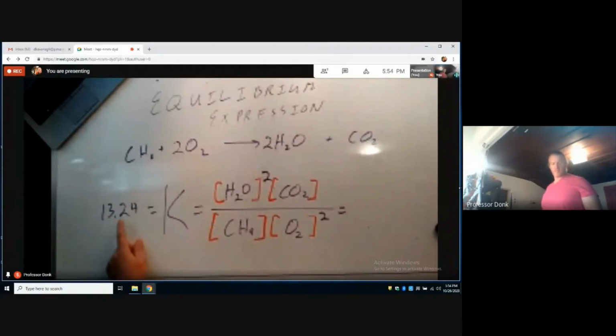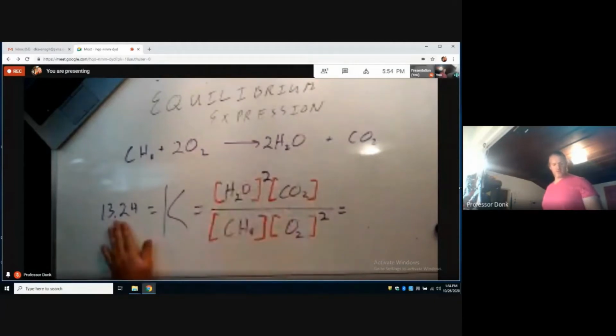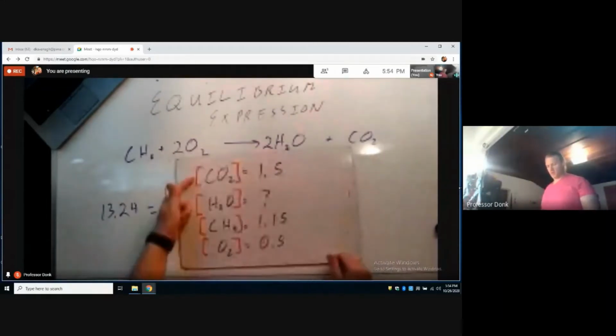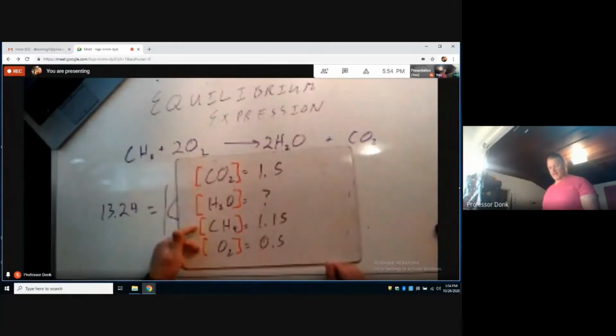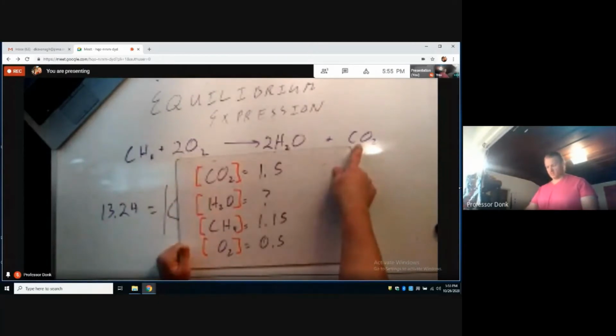From previous experiments, you measured everything and got a value of 13.24 at a constant temperature every time. Okay? Now imagine that one day you run this experiment and you measure 3 of the 4 molarities. You measure the molarity of your reactants and of CO2 at equilibrium.